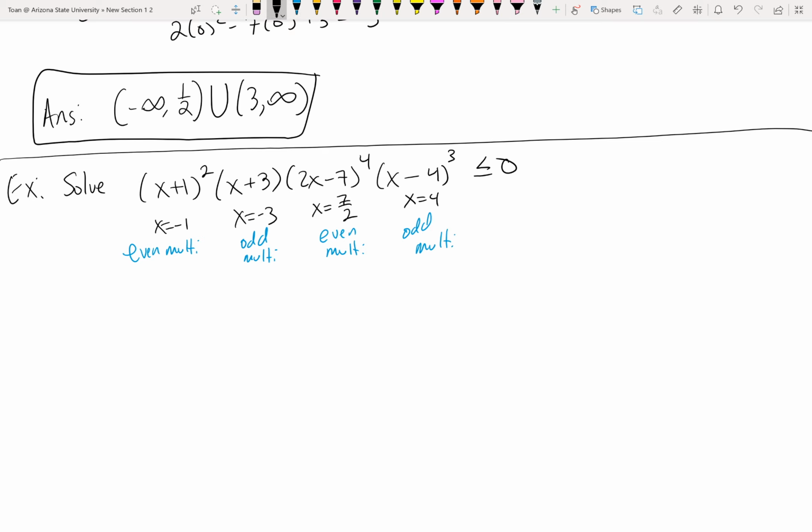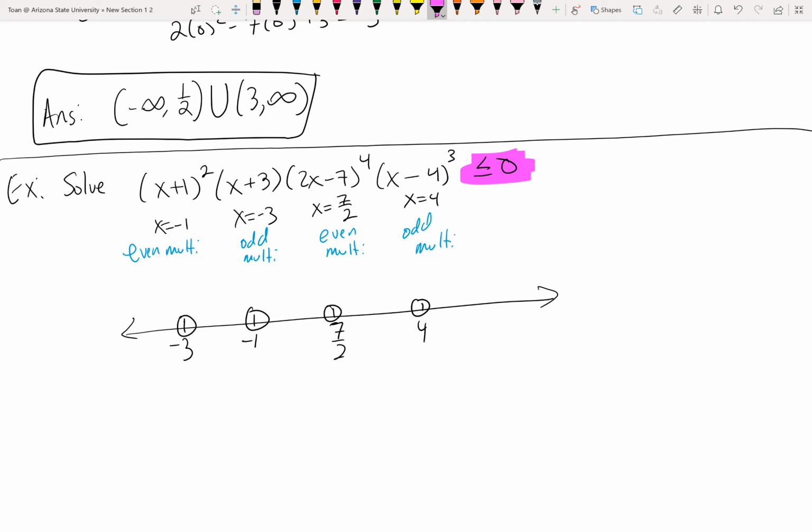So now it's time to make a sign diagram. Plot all your x-intercepts relatively correct in relation to each other. So negative 3 is all the way to the left. Negative 1 comes next. 7/2 is about 3.5, so we'll do 7/2 next. And then 4. Whether or not these x-intercepts are open or closed will depend on the inequality. See how the inequality right here has a line underneath it, so I know they will all be closed.